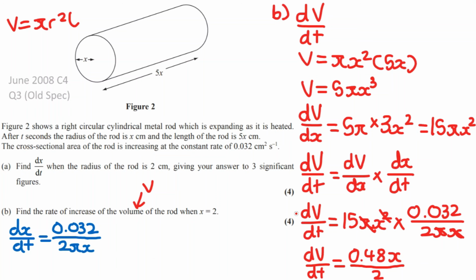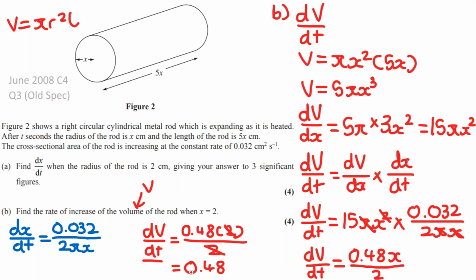and we need to find the rate of increase of the volume of the rod when x is equal to 2. So we need to find dV over dt when x is equal to 2, so just sub in x is 2 like we have here, and then these 2's here will just cancel out to leave us with dV over dt is equal to 0.48.